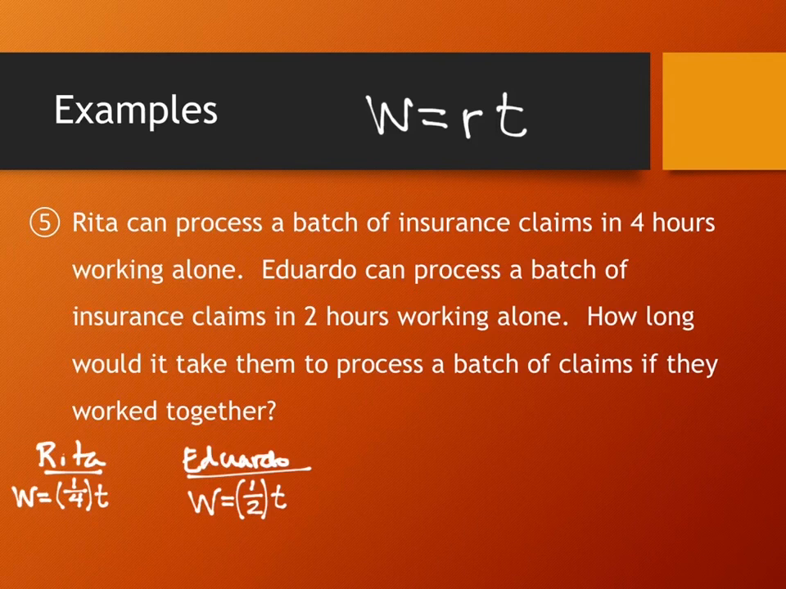Okay, so now we're going to combine Rita and Eduardo's work rates so that they can actually work together. We're still doing work equals rate times time. The work that's going to be accomplished here is they're going to finish the task, one batch of insurance claims. But we have two rates because they work at different rates. One of them, Rita's, is 1/4 T, and the other one, Eduardo's, is 1/2 T.